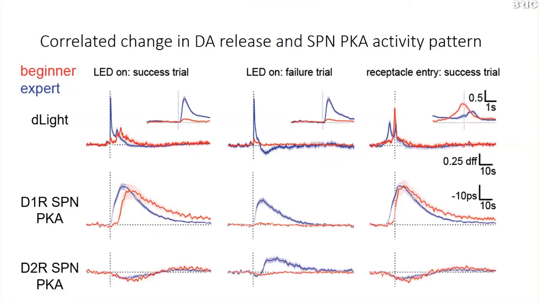What about the D2 receptor SPN PKA activity? D2 receptor SPN PKA activity was not strongly modulated in general except in one case. For expert animals, D2 receptor SPN PKA activity increased significantly at the time point of the predicted reward delivery for failure trials, which shows a possibility of this dopamine dip-driven activation of PKA activity in D2 receptor SPNs.